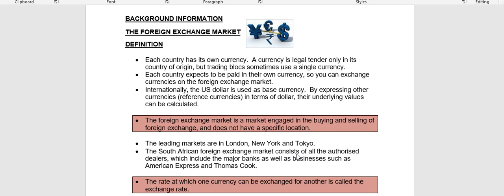That includes all the major banks, as well as businesses such as American Express and Thomas Cook. In South Africa, you will see as we go through this chapter, you have to be authorized to deal in foreign currency. Nobody can just decide to buy and sell currency. You have to be authorized by the Reserve Bank in order to legally buy or sell currency. The reason for this is that the value of the Rand is determined by demand and supply. So every single time somebody buys or sells currency, that is going to affect the value of the Rand. So it has to be controlled in some way or another.